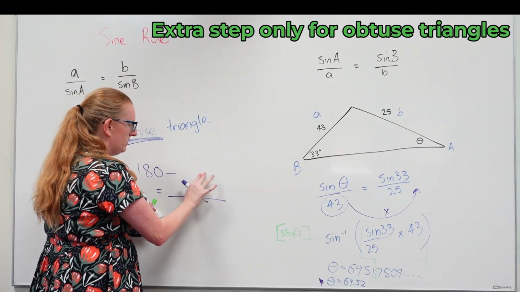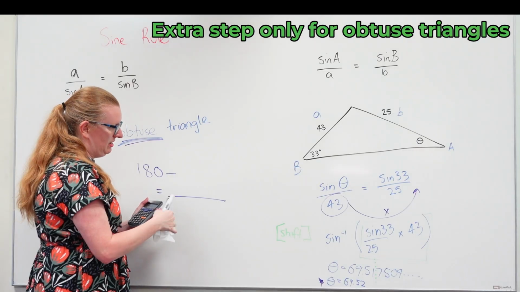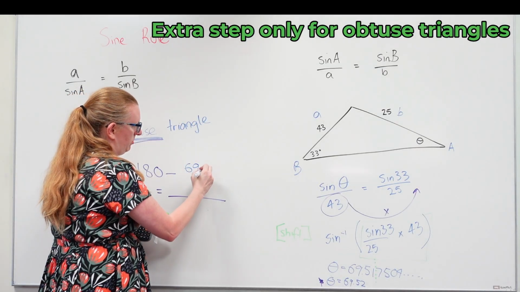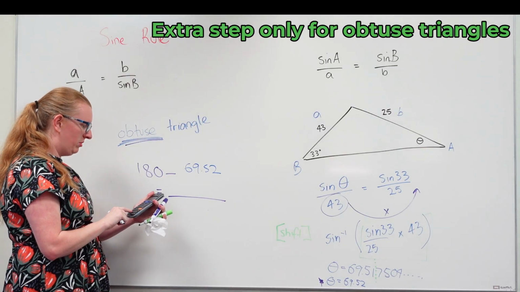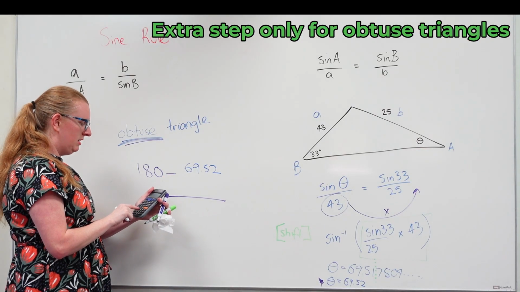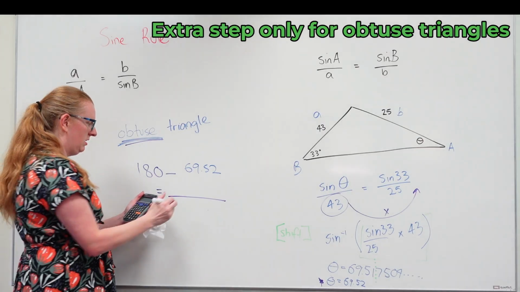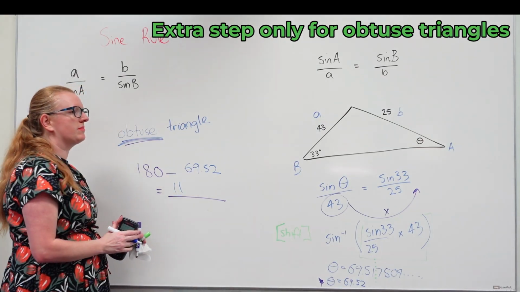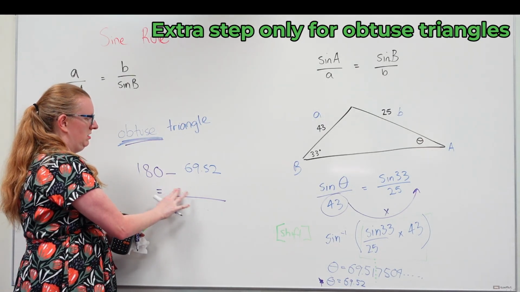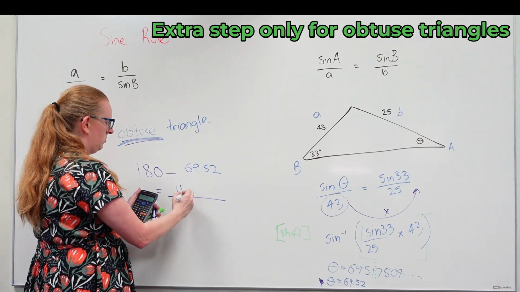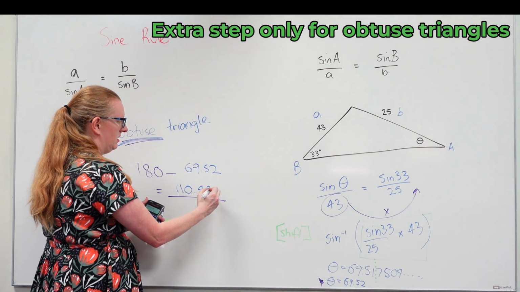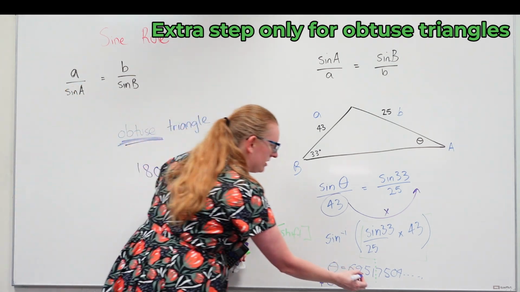So our answer was 69.52, so 180 minus 69.52 gives us 110.48 degrees. Oh, and this is degrees down here.